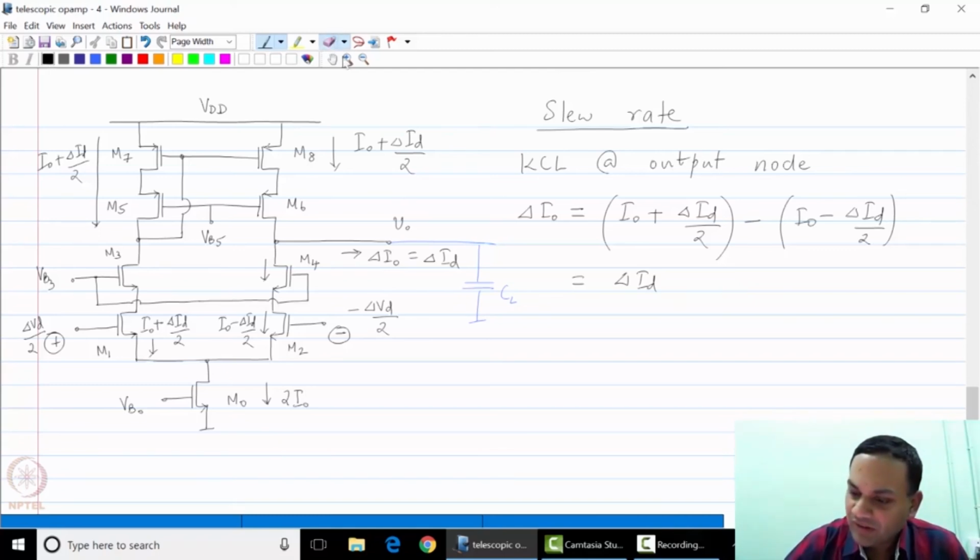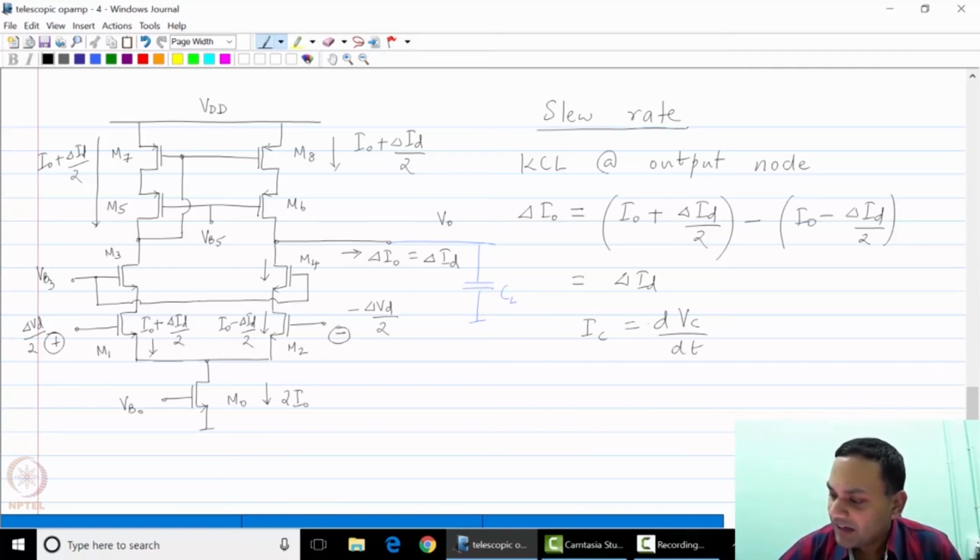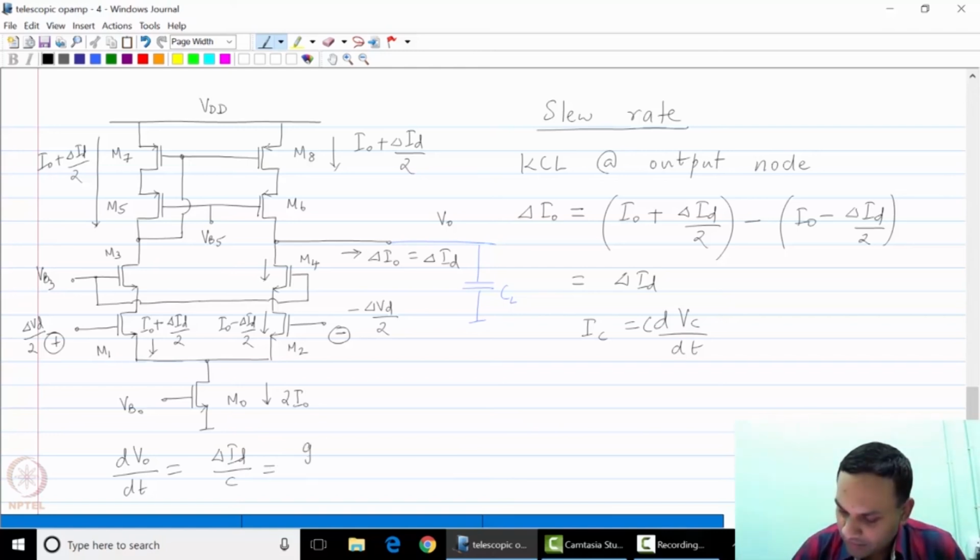So for the capacitance you write IC is C times dVc by dt. This means that the value of dV0 by dt is nothing but delta ID over C, and this of course for small signals is nothing but gm1 delta VD by CL.